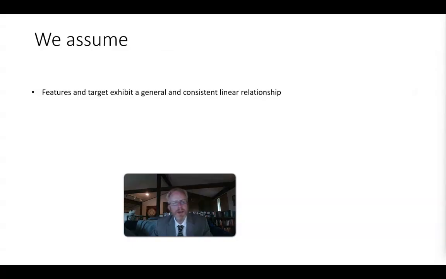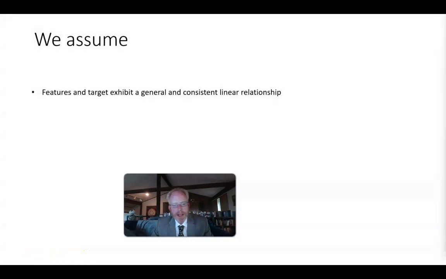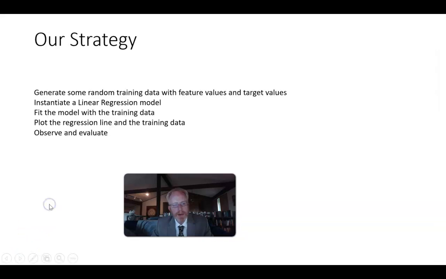We assume the features and target exhibit a general and consistent linear relationship. So when we're thinking y equals mx plus b, we're thinking of a line. This is where a lot of the pre-processing of data can come in. If you notice there's an exponential relationship, you can make that a bit of a better fit for a model by performing a logarithmic transformation on it. That's one example. There are several other examples where you can try to make data look a bit more linear to fit a linear model.